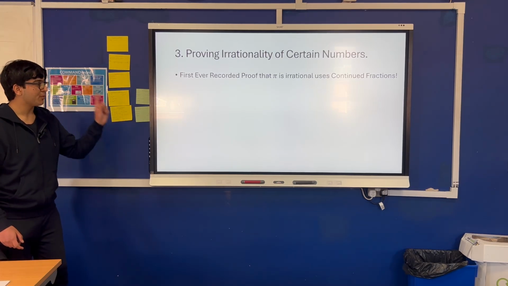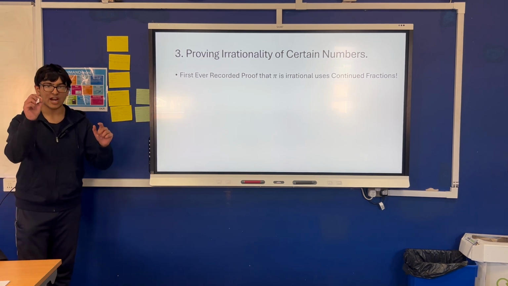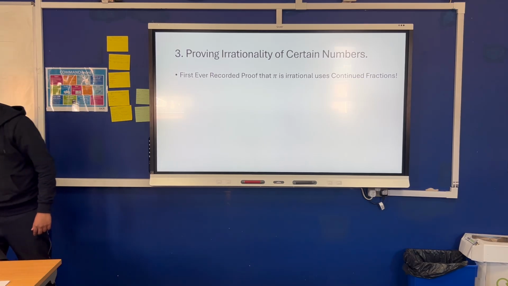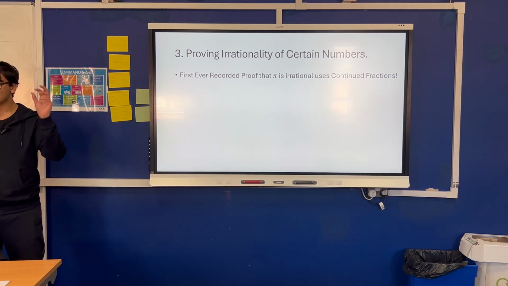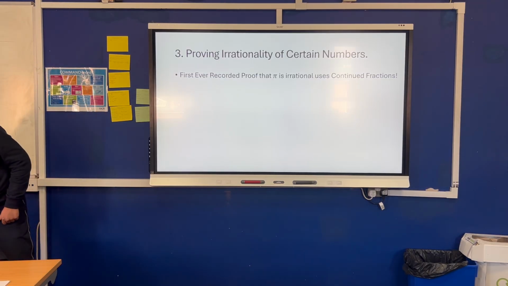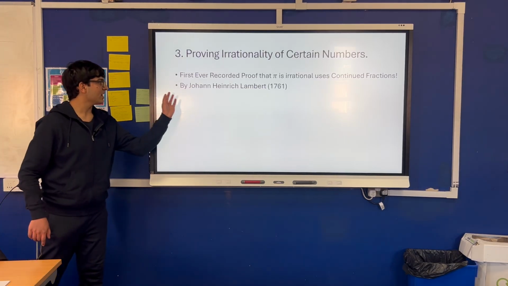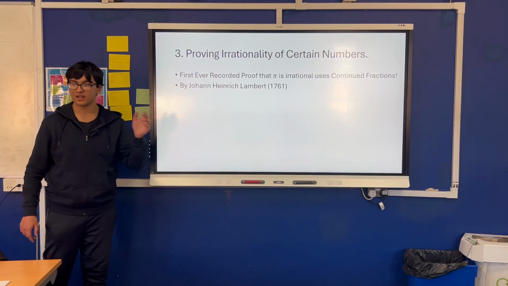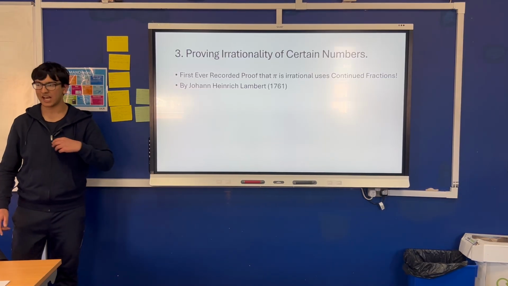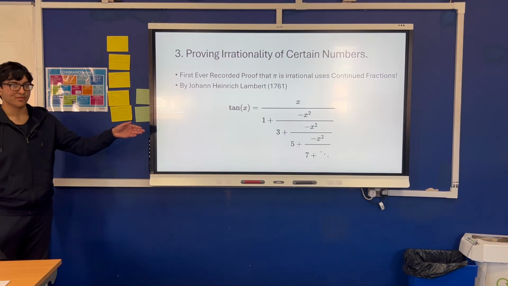The first ever proof that pi is irrational uses continued fractions. The very first ever proof. Let that sink in. And the best part is, it's easy enough for me to explain the proof. I can literally go through the proof right now, which is what I'm going to do. The author of this proof is Johann Heinrich Lambert in 1761. Those who have heard of the Lambert W function, yeah, that's the same guy. And this is his proof.